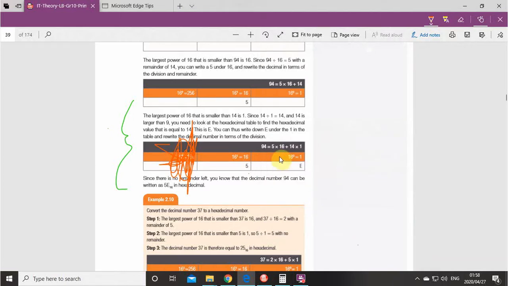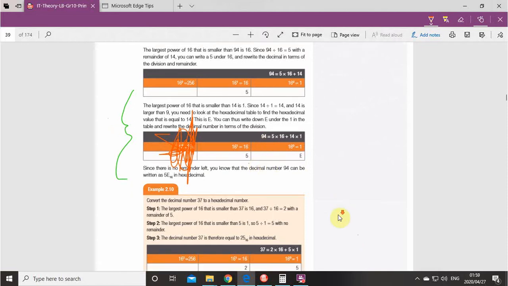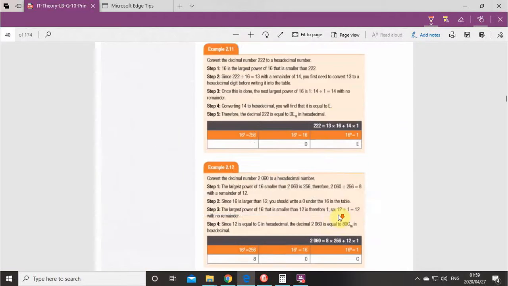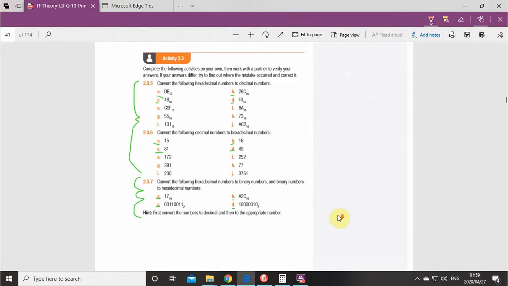Now you ask yourself, how many times does 1 go into 14? That is 14 times. And if we remember, if we replace 14 with the letter, we get E. So our answer is that 94 decimal is 5E in hexadecimal. And that is it for the conversions.